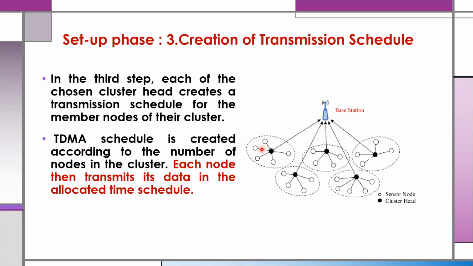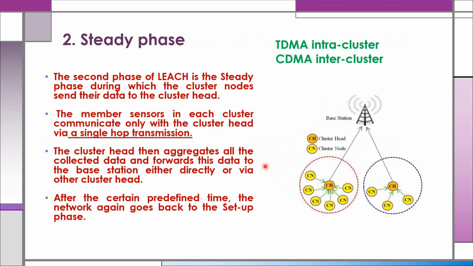In this time division multiple access scheme, individual time slots are allotted to each and every member node for their data transmission. So each and every node will wake up only at the time of transmission. For the remaining duration of time, the member nodes will be in the sleep condition. It will save maximum energy by using this scheduling mechanism, time division multiple access.